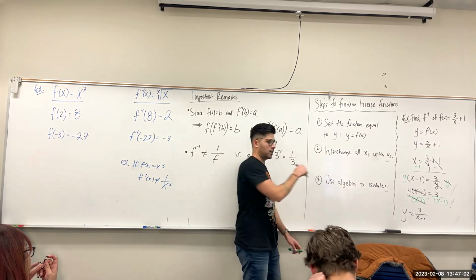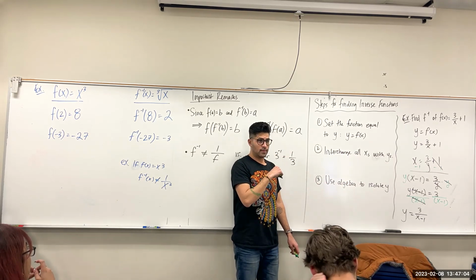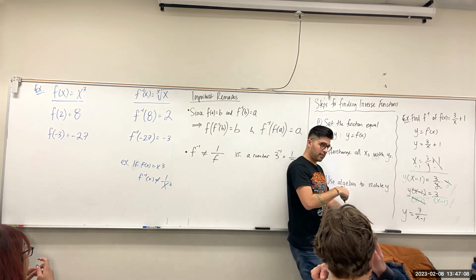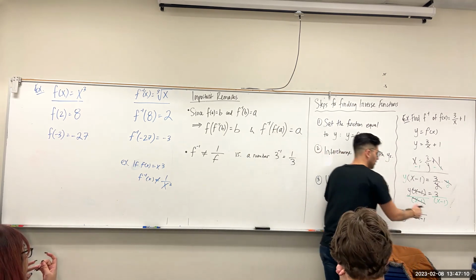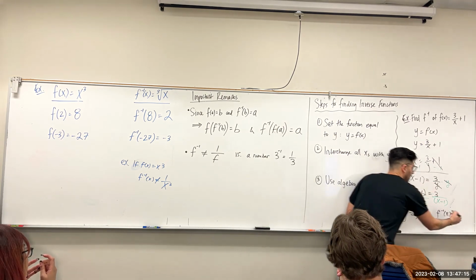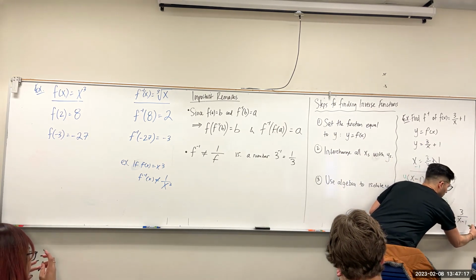So what is that answer right there? The inverse. It's the inverse function. Yeah. So therefore, f inverse of x is this result that you got: 3 over x minus 1.